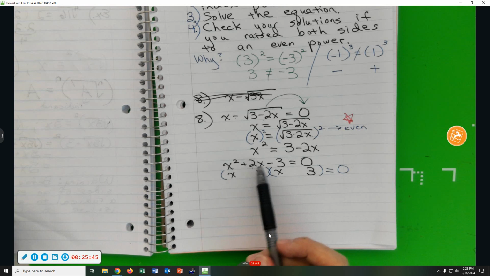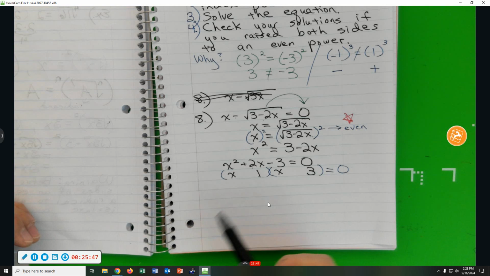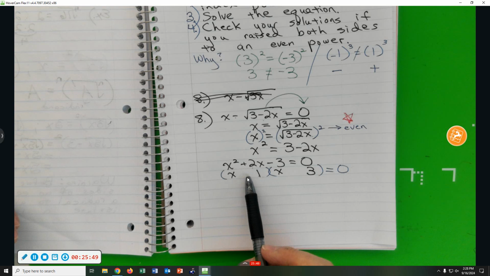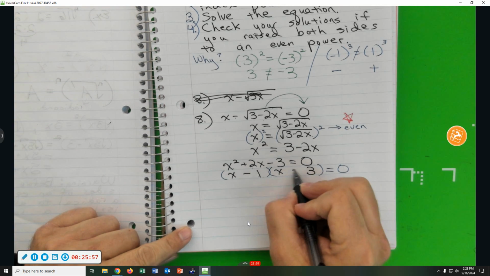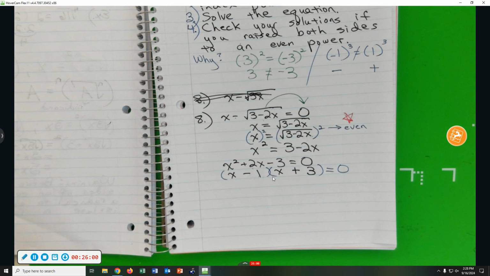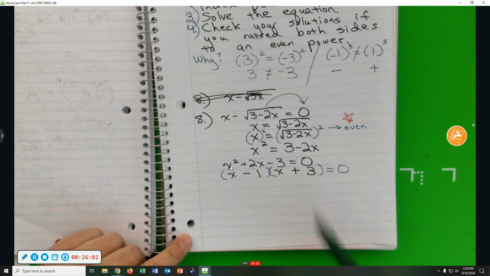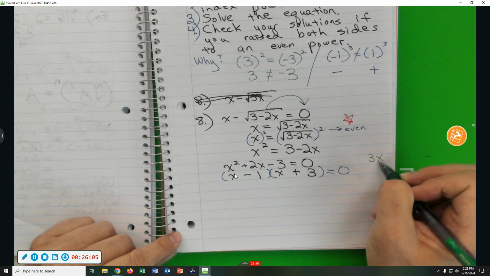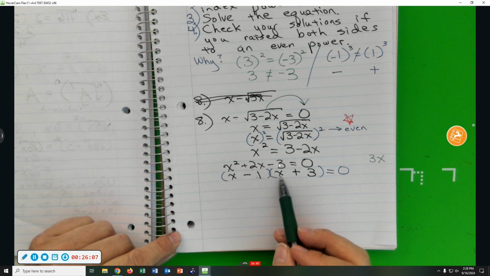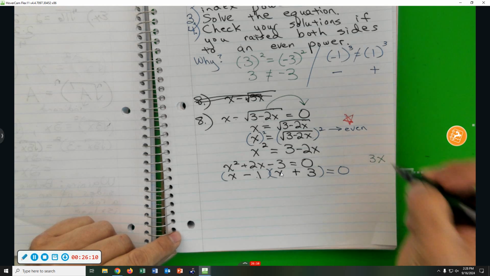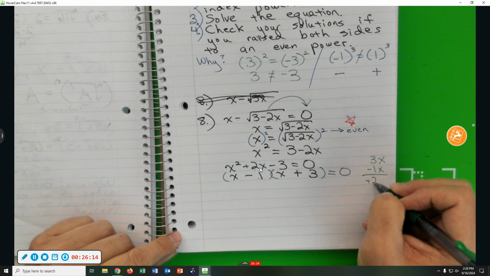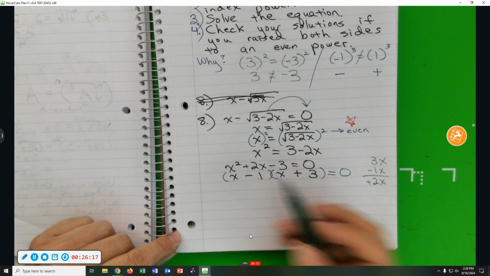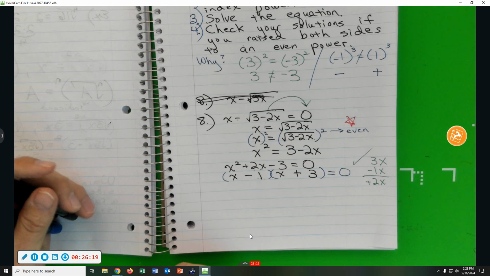Well, to get a positive 2x, play it out in your head. What should I have right there in front of that 1? Should I have a plus or a minus? I think I need a minus here and a plus there. That outer product, x times 3, is positive 3x. What's my inner product? A minus 1x? 3x minus 1x, does that give me a positive 2x? That's what I needed, so there's the correct factorization.